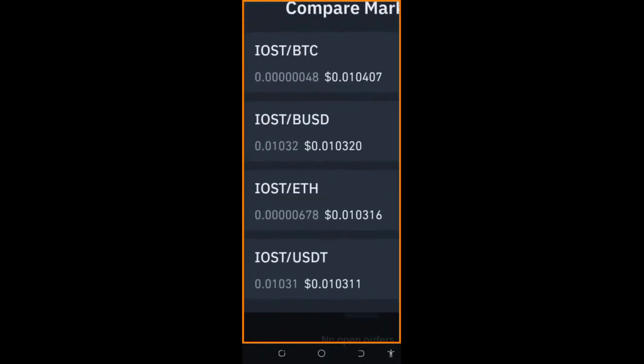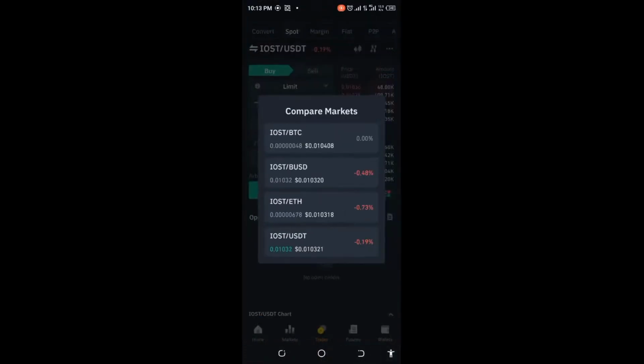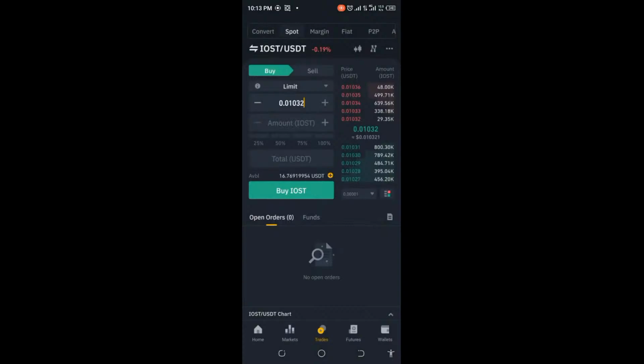Well, we can see that this is IOST, and I can see that the lowest here should be IOST USDT, while the highest here is IOST BTC. Let's go ahead and simulate that very quickly. Let's hope that we won't lose out on this. So we'll just quickly simulate this with what we have.